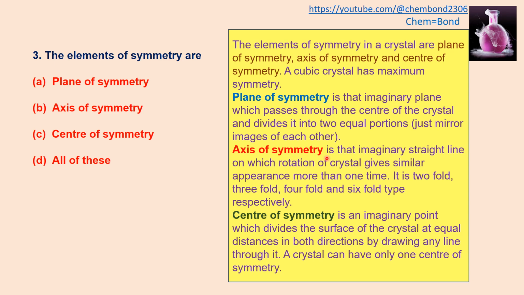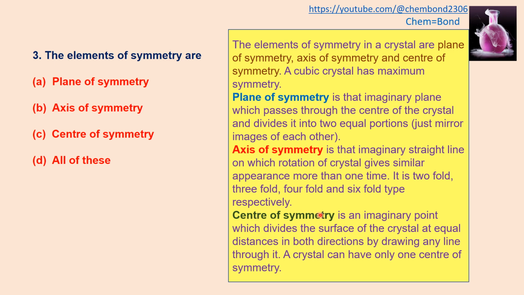Axis of symmetry is that imaginary straight line on which the rotation of a crystal gives a similar appearance more than one time. It is two-fold, three-fold, four-fold, and six-fold type respectively. So axis of symmetry is the imaginary line, a rotation about which gives the similar appearance more than once, that is two-fold, three-fold, etc.